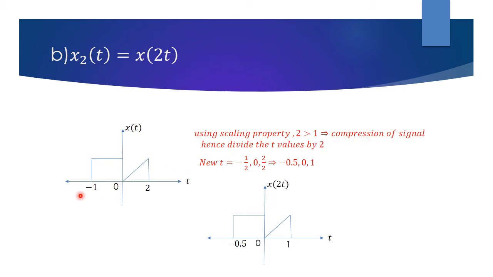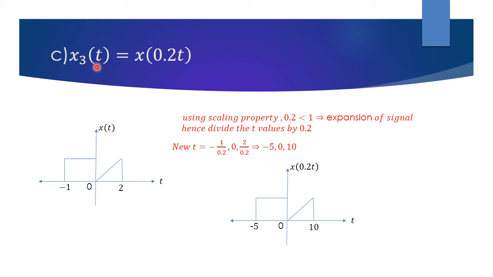Now we have to write the t values. So minus 1, 0, 2. So the new t values will be minus 1 divided by 2, 0 divided by 2, then 2 divided by 2. That is minus 0.5, 0, 1. So this is your new limit. Now your signal gets compressed, because here the limit is from minus 1 to 2, but here the limit is from minus 0.5 to 1.